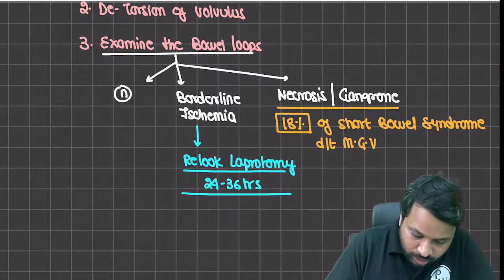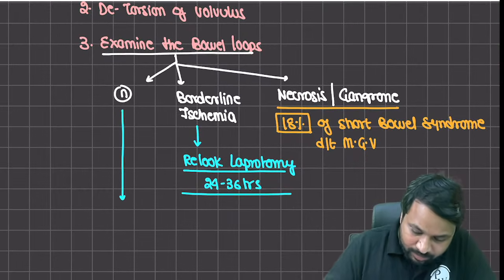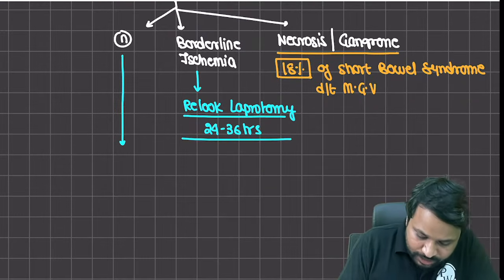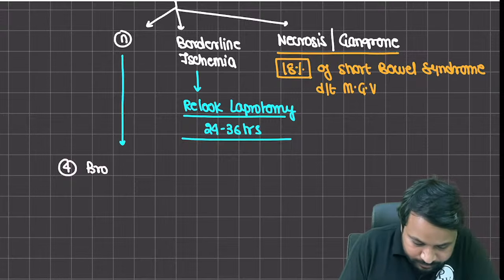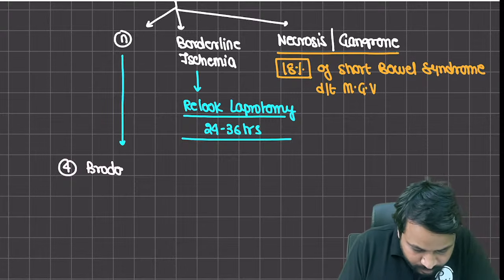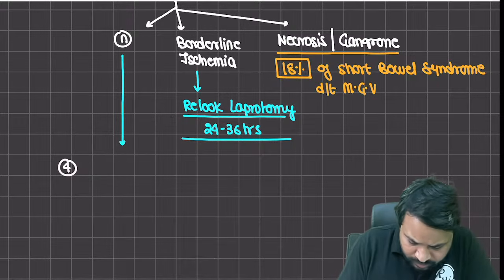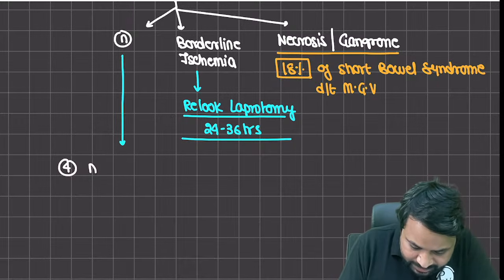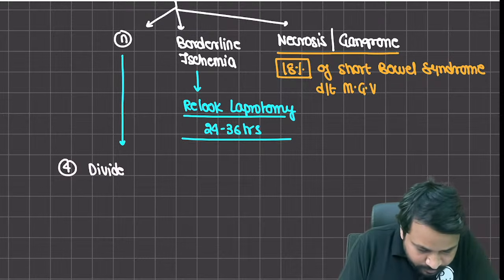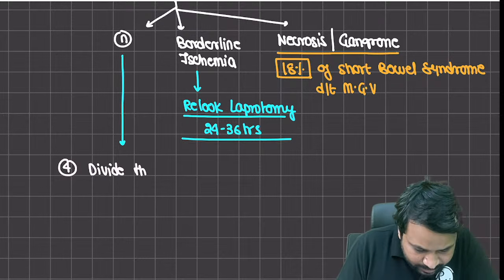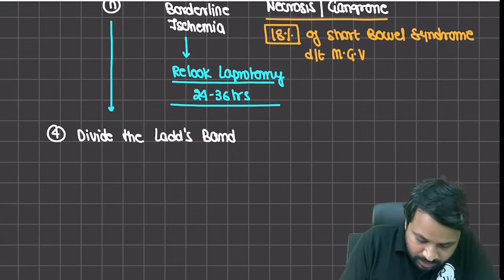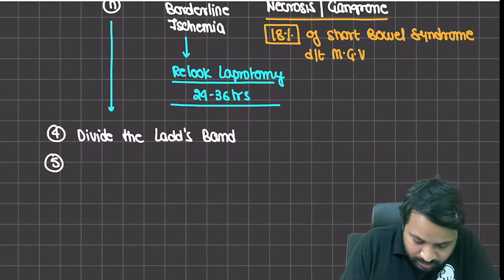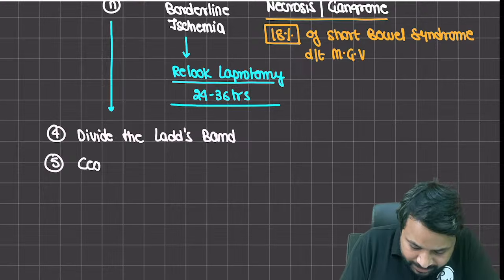Now, if it is normal, then you will take up step number 4. In a normal patient, I will take the patient for step number 4. So I will do broadening. The first thing I'll do is divide the Ladd's band first. I will divide the Ladd's band so that the cecum is freed now. After dividing the Ladd's band, I will do cecal base widening.